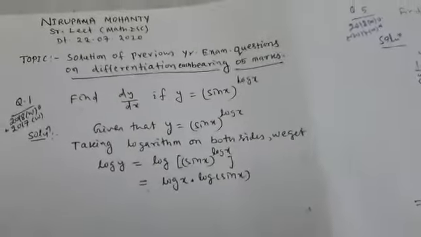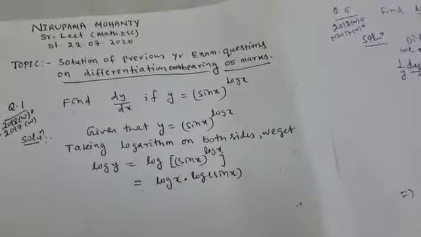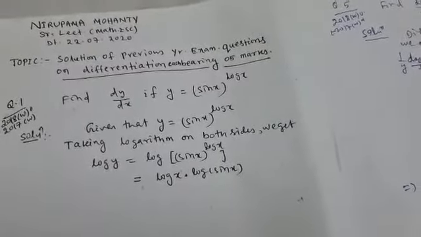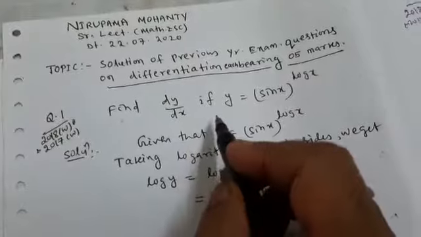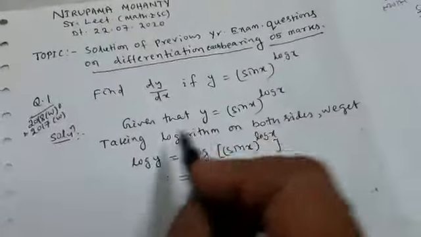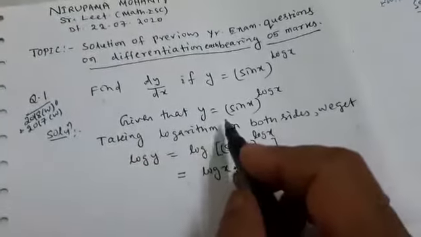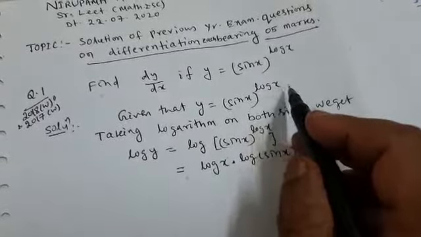Dear students, I will now solve some previous year exam questions on differentiation, each bearing 05 marks. Question number 1. Find dy by dx if y is equal to sin x to the power of log x. Now the solution: given that y is equal to sin x to the power of log x.